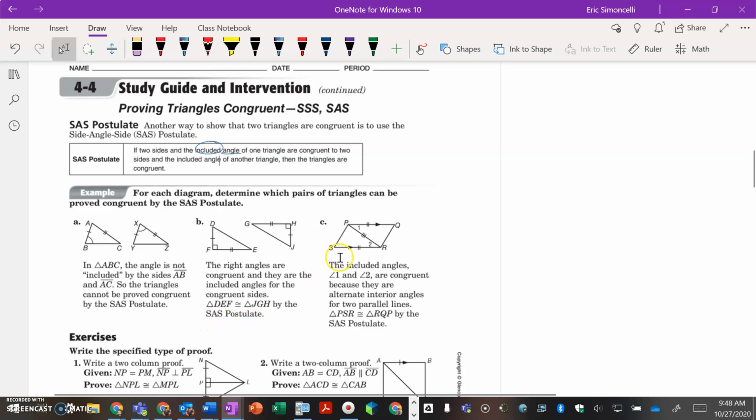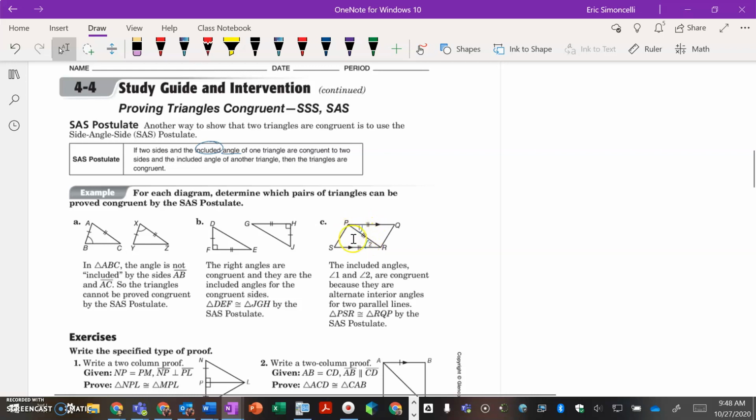Part C. We can see here that the lines, segments PQ and SR technically, are parallel. Because they're parallel, we'll be able to make a connection to this angle being congruent to that angle by virtue of alternate interior angles. Since the lines are parallel, alternate interior angles are congruent. The included angles, therefore, angle 1 and angle 2, are congruent, like I said, because they are alternate interior angles for 2 parallel lines. Angle 1 is included between those 2 sides. Angle 2 is included between those 2 sides. So side, angle, side, side, angle, side.